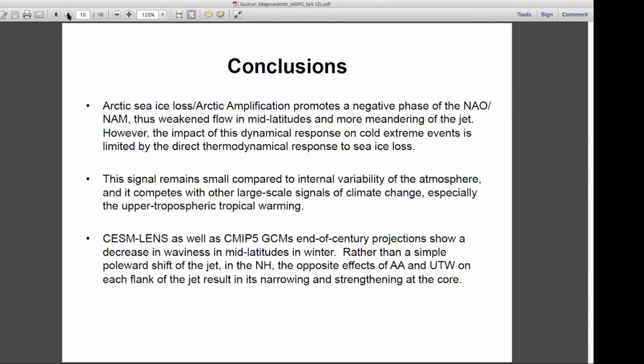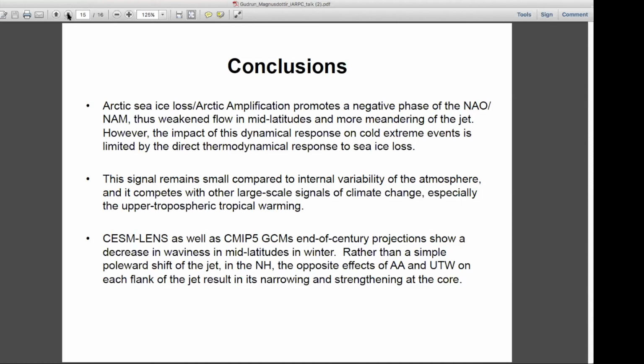So my take-home message, and I don't want to be too long here, is that the CESM large ensemble, as well as the CMIP5 global climate models, show a decrease in waviness in mid-latitudes in winter at the end of the century, rather than a simple poleward shift of the jet, such as was seen in the CMIP3 model projections. So it's the competing influence of Arctic amplification as well as the upper tropospheric tropical warming on each side of the jet that results in this narrowing of the jet.